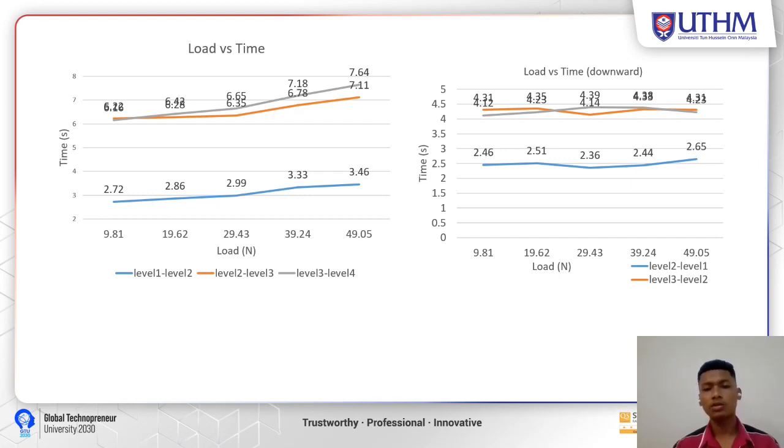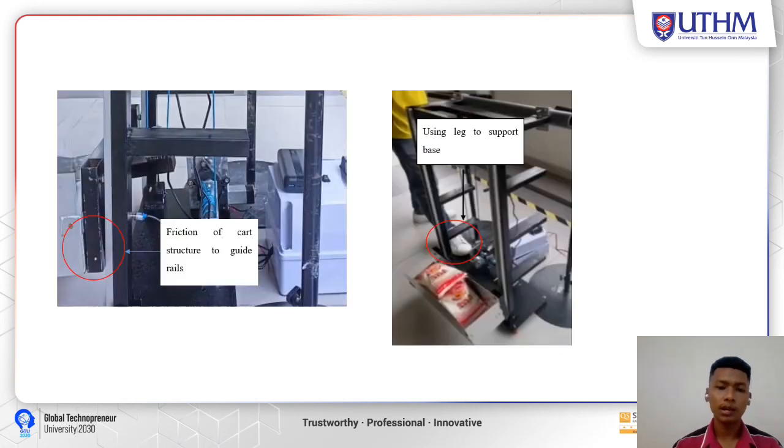This is because of some problems that were encountered, and in the next slide we will show the problems that were encountered. In the first figure, which is the cart structure, we can see it contacts the guide rail. Due to this, there is friction. But in this system, supposedly there should be no friction at all. It should be free play. Due to this, the data that we get is not correct or not precise.